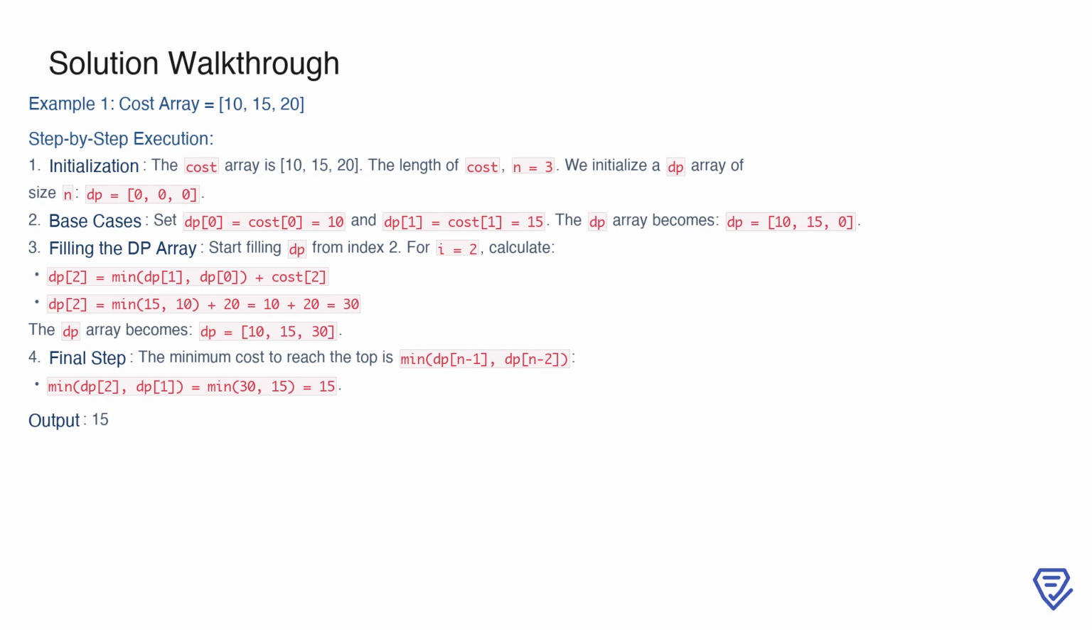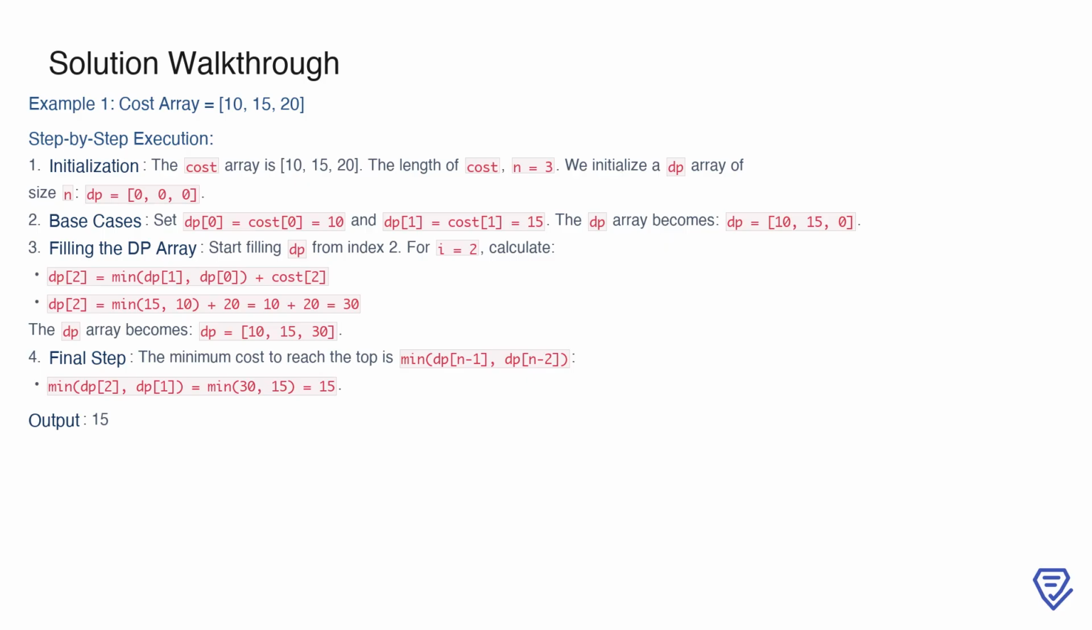Now, we calculate the minimum cost to reach each step starting from index 2. For i equals 2, we take the minimum of the costs at dp[1] and dp[0], which are 15 and 10, respectively, and add the cost at index 2, which is 20. This gives us 10 plus 20 equals 30, so dp[2] becomes 30, and the array updates to 10, 15, 30.